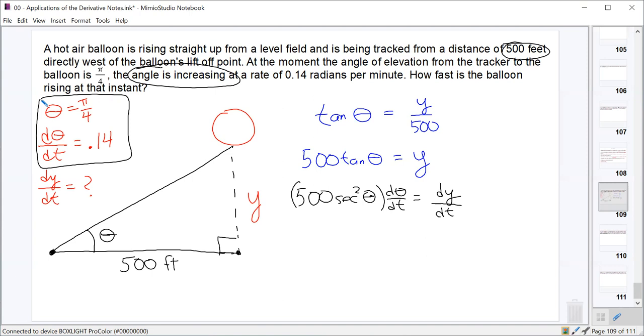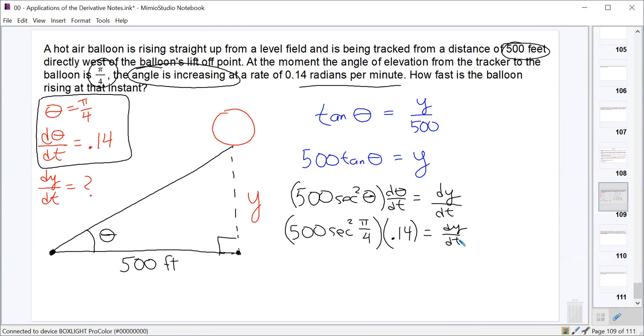And one thing to quickly note is that our units here are radians per minute, and our angle is given in radians. So we don't have to do any conversion. But if you were given something in degrees, you would need to change that into radians. So now we'll plug in our values. We've got 500 secant squared of pi over 4 times 0.14 is equal to what we're looking for, dy/dt.